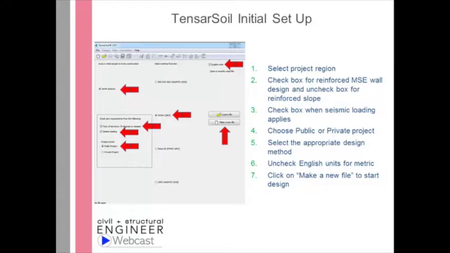Box 3, you will check when applying seismic loading. This can also be selected later on in the software. Box 4 is to choose whether the design you are working on is for a public or private project. Your 5th selection will be to choose your design method, which is appropriate for your project. NCMA is the most common private market design method in North America. Step 6 is to uncheck the English units box to move forward with metric units, or leave it checked for English units. And step 7 would be to click on Make a New File to start your design.